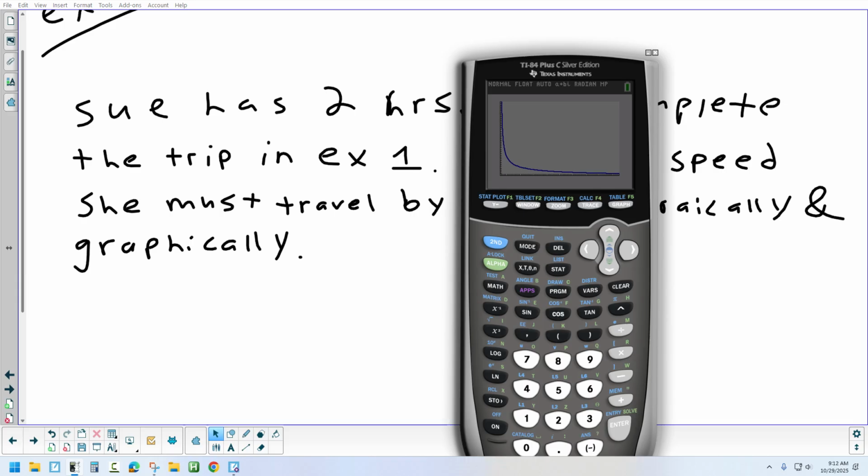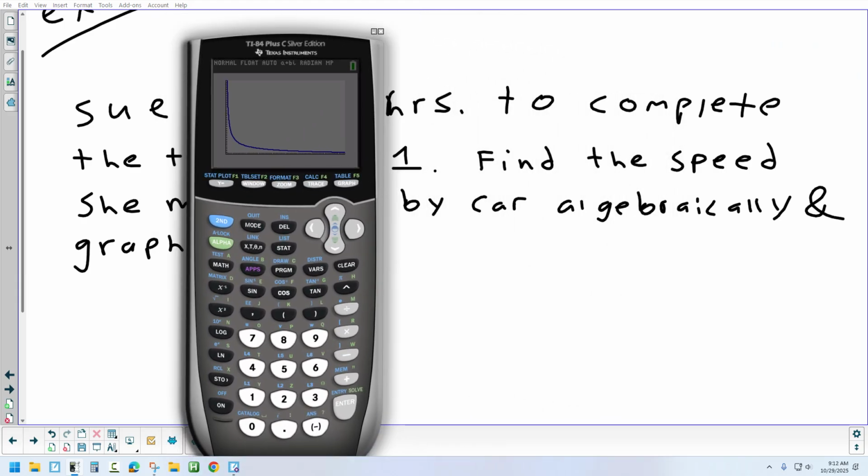So remember, that's a graph of the time it takes to complete the trip. So we just have to do something we've done before. Put a line at 2 hours and see where it goes. Yeah, let's put a line at 2 hours.